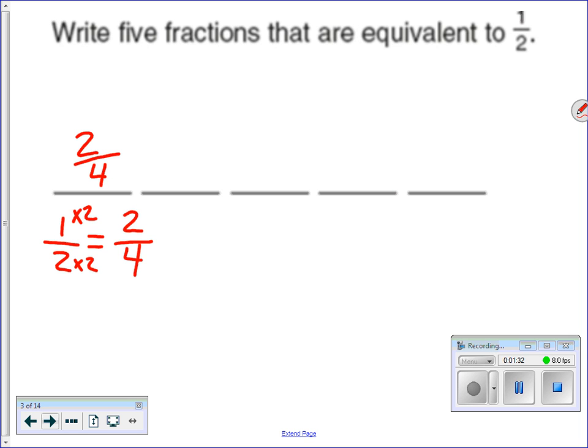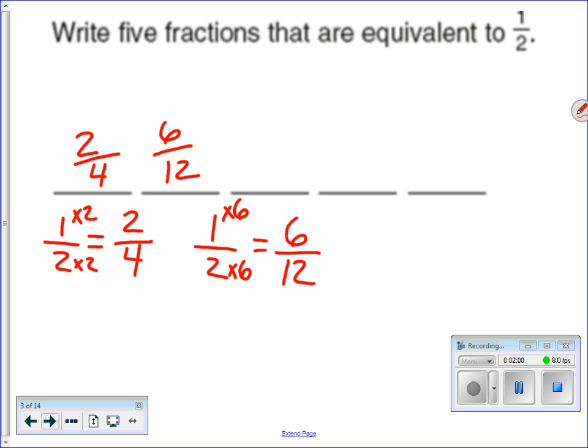Let's do another one. So let's set it up again. I have 1/2 equals, and I can choose any denominator I want. So here I'm going to try 12. How did I get 12 in that denominator? Well, I took 2 times 6, right? 2 times 6 is 12. So since I did times 6 in the denominator, I'm going to do it in the numerator. I have 1 times 6. This gives me 6/12. So I know that 6/12 is equivalent to 1/2.